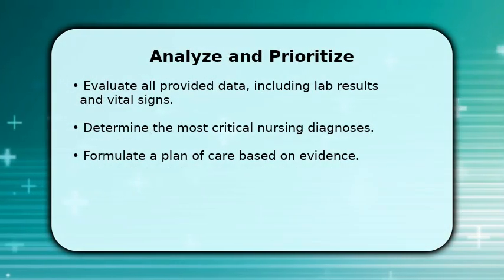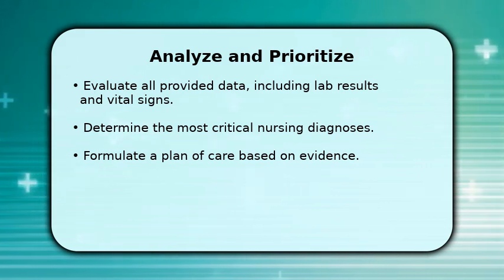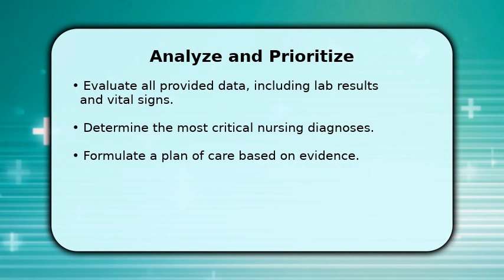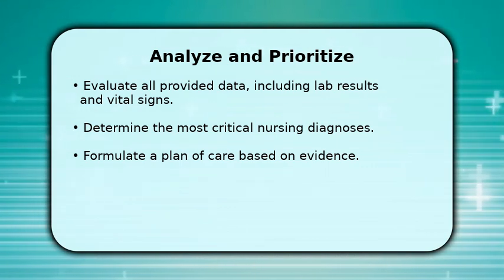Once you have the initial picture, thoroughly evaluate all the information presented, such as laboratory values, vital signs, and medication lists. This comprehensive review helps you identify potential issues. Next, determine the most critical nursing diagnoses that require immediate attention, often using frameworks like Maslow's hierarchy. Finally, formulate a clear and evidence-based plan of care, outlining your intended interventions and expected outcomes.